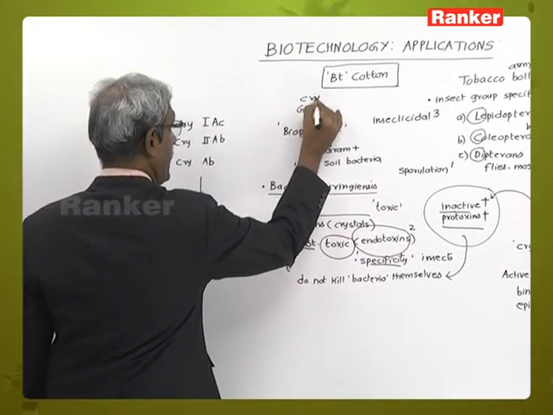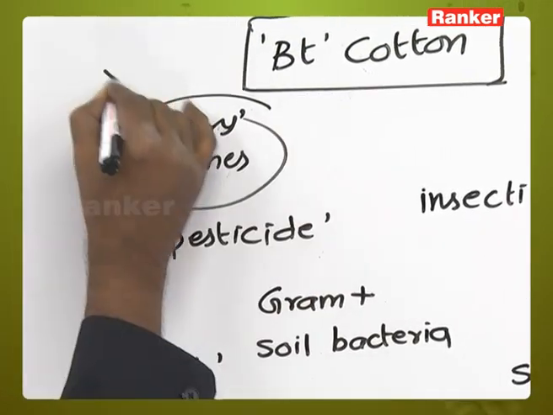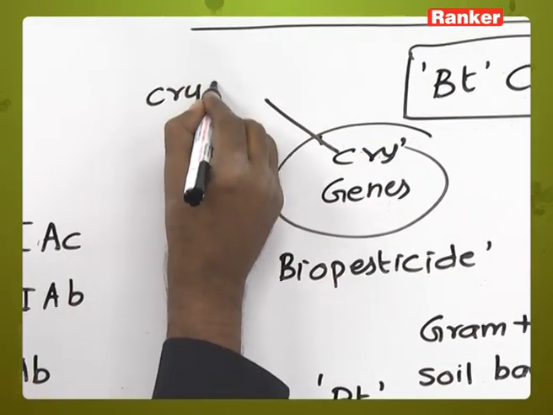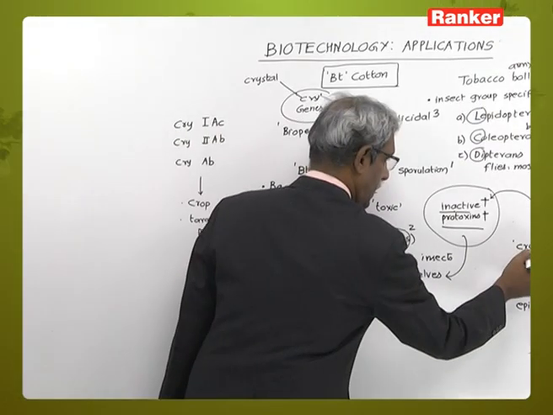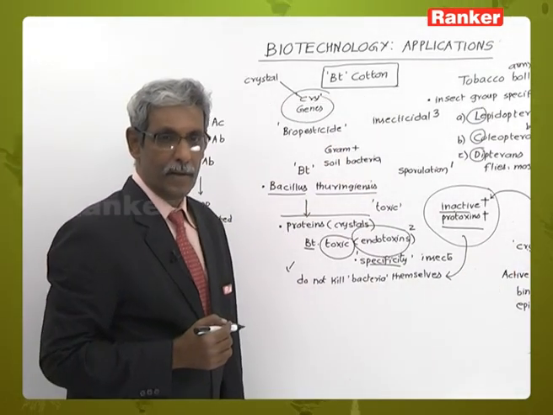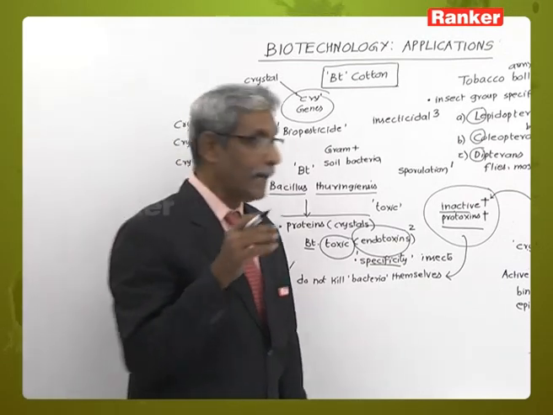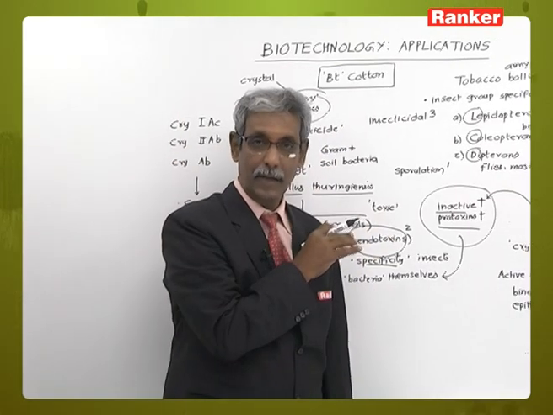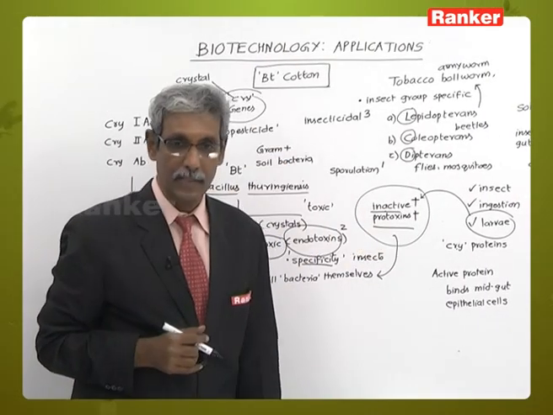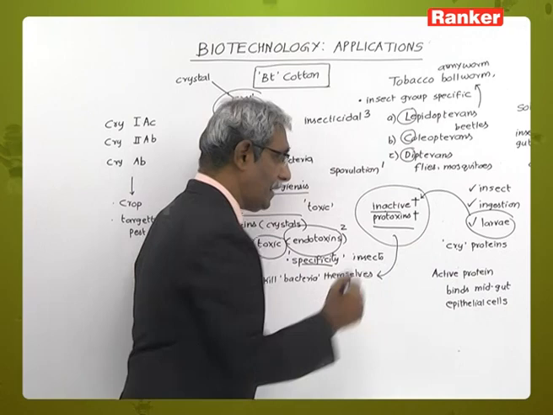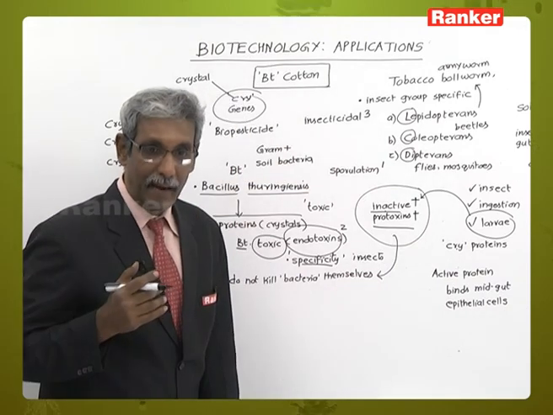termed cry genes, because the meaning of the term cry is crystal. They are coded as cry proteins. So, the larvae of the insects eat the cry proteins, otherwise termed cry toxins. Now, when these are taken in, what exactly happens?